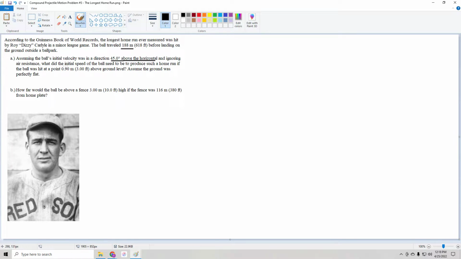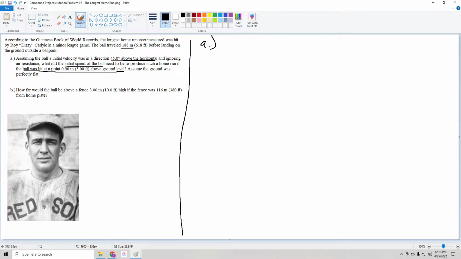we need to solve for the initial speed of the ball if the ball was hit at a point 0.9 meters above ground level, and we're assuming that the ground was perfectly flat. In part B, we're trying to figure out how far the ball would be above the fence. That's 3 meters high if the fence was 116 meters away from home plate. But let's focus on part A for now, since part A is a bit more involved.